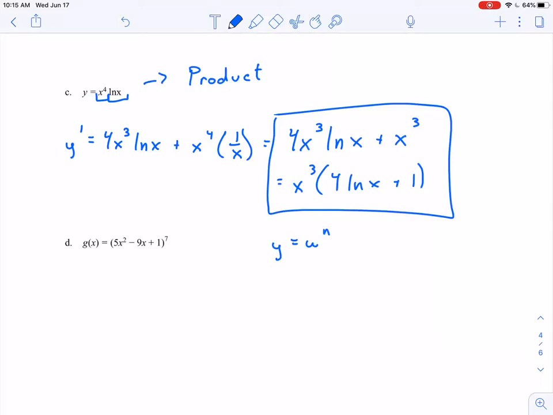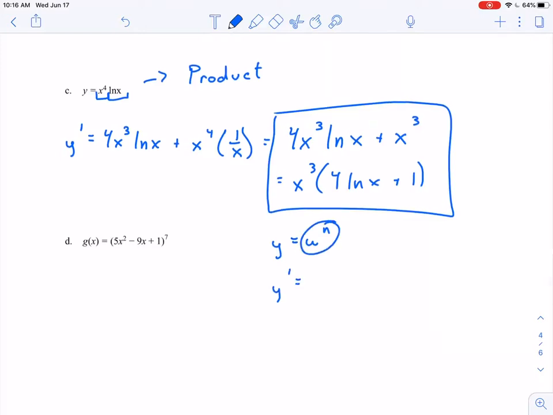But we said, hey, if you're working with y equals u to the nth power, when you go to take the derivative y prime, we essentially just use our power rule right here. So we multiply by our power and subtract 1 from our power. So n times u to the n minus 1. We just have to multiply by u prime, the derivative of that inside part.